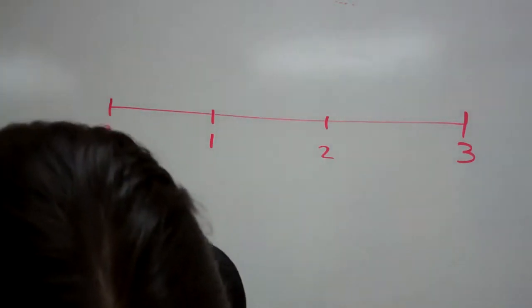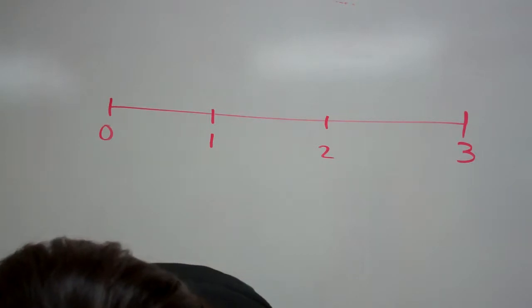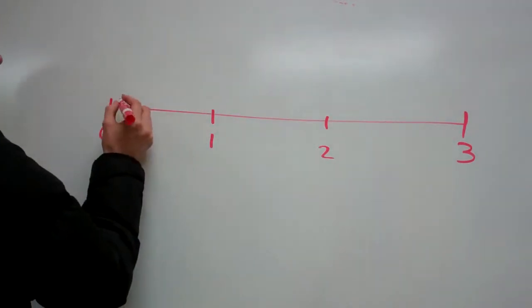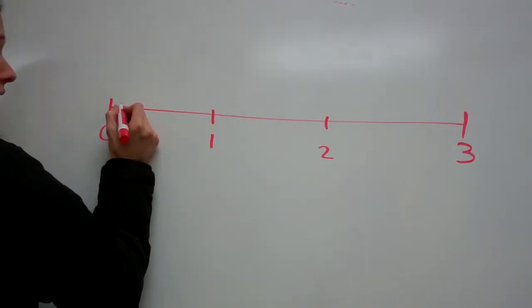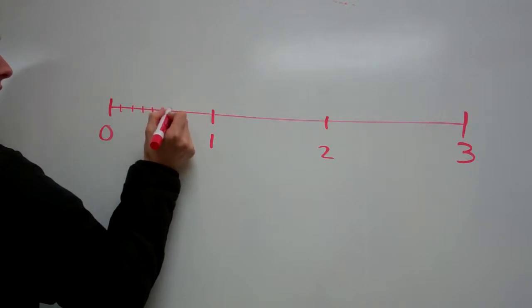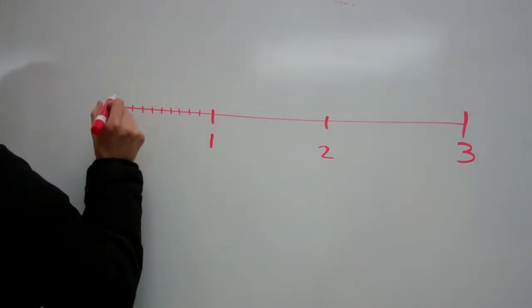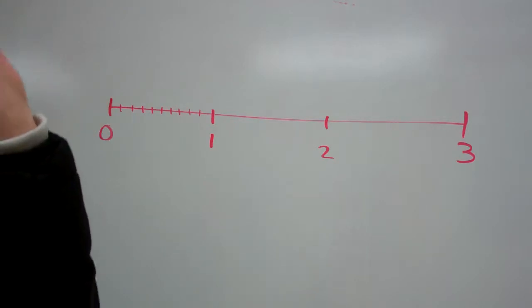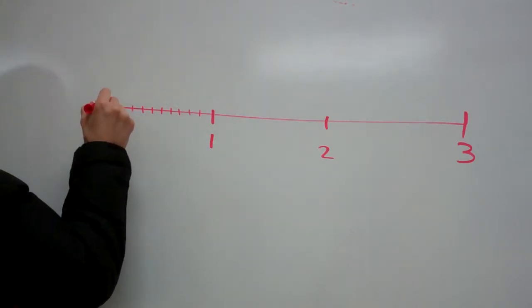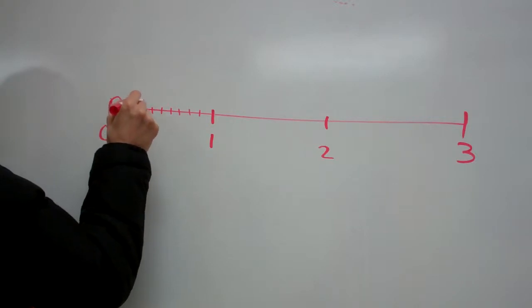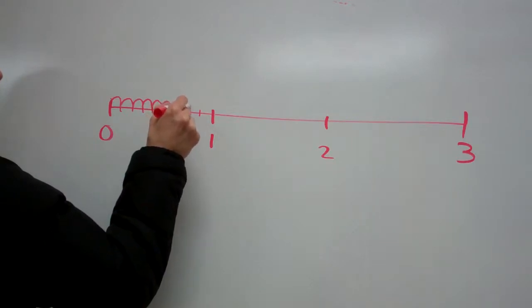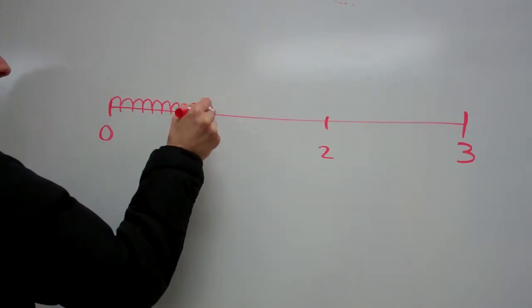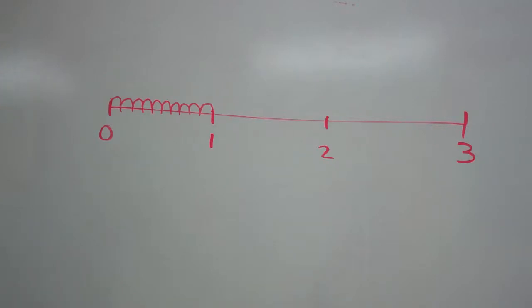1, 2, 3, 4, 5, 6, 7, 8, 9, 10. I'm going to put 10 units. Now watch what I mean by that. 1, 2, 3, 4, 5, 6, 7, 8, 9. But 10 units are pretty much like 10 jumps. So watch what I do. 1 jump, 2 jumps, 3 jumps, 4, 5, 6, 7, 8, 9, 10 jumps, okay? And I call it a jump because it's actually considered a unit.